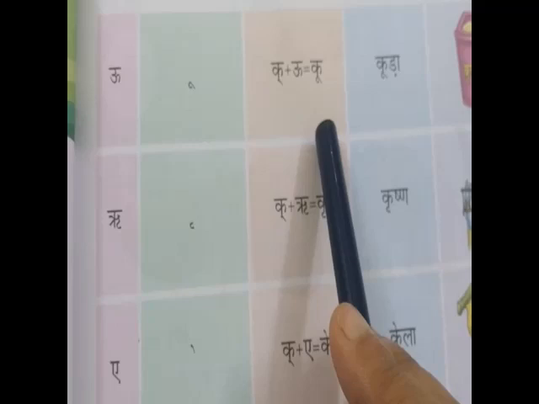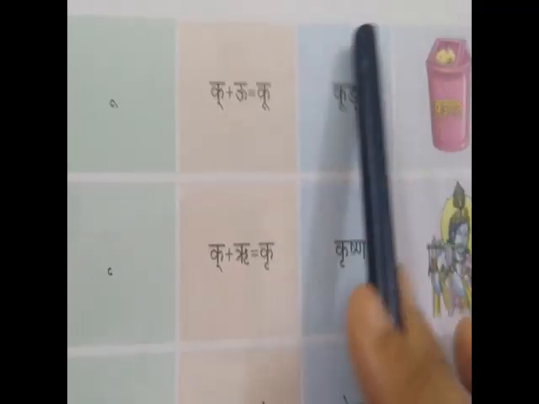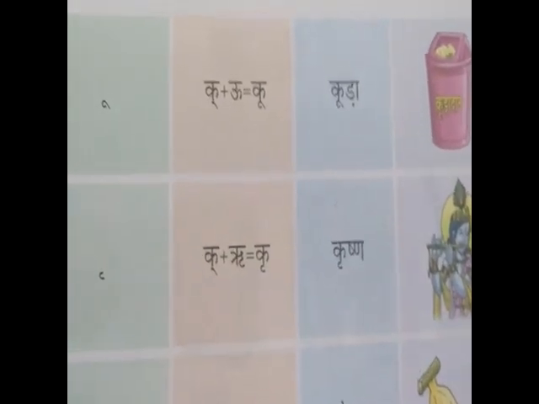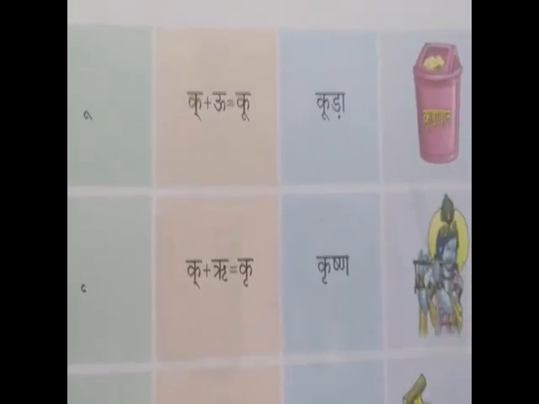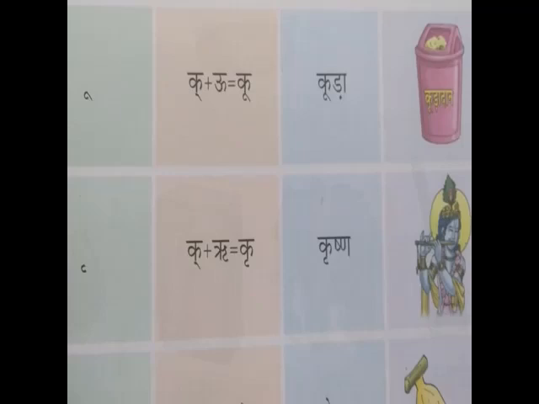Kuda means waste. And the dustbin is known as kudadan. You are getting one more new word. Kudadan. Kuda is waste. Dustbin is kudadan.